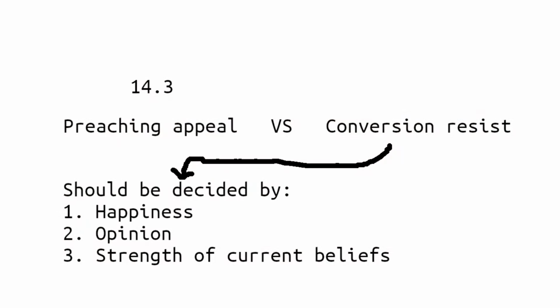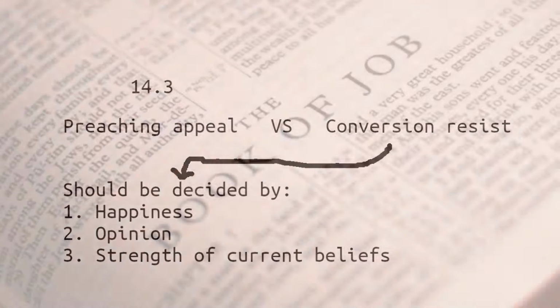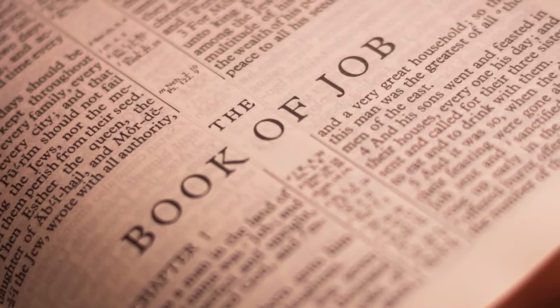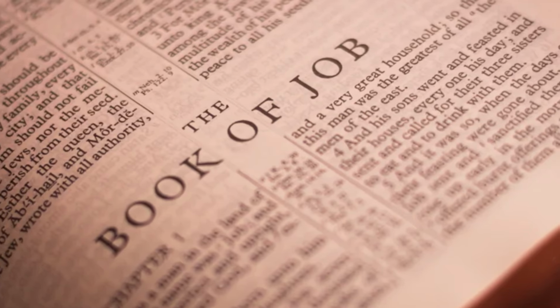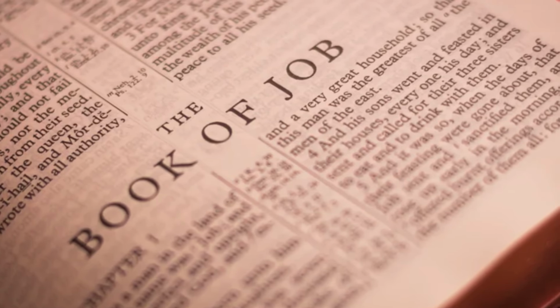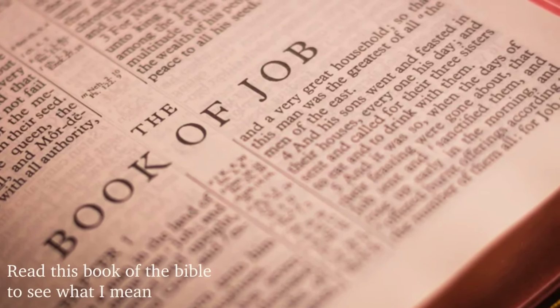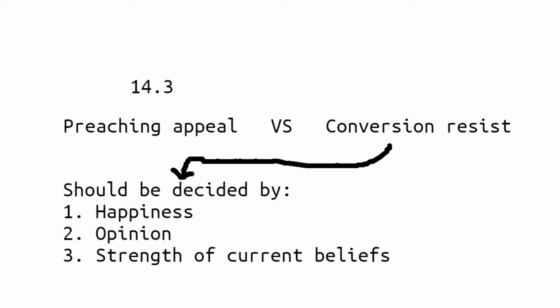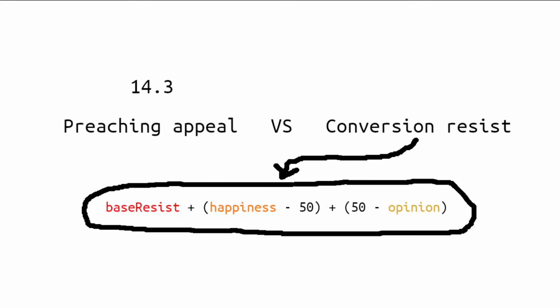Lastly, we'll factor in the strength of a person's current religious beliefs into their conversion resistance. Even if people might be unhappy or if they have a good opinion of other religions, a huge reason why they might not be converted to other religions is the strength of their current religious beliefs. Having considered these three factors, I've decided that the conversion resistance calculation should look like the following.